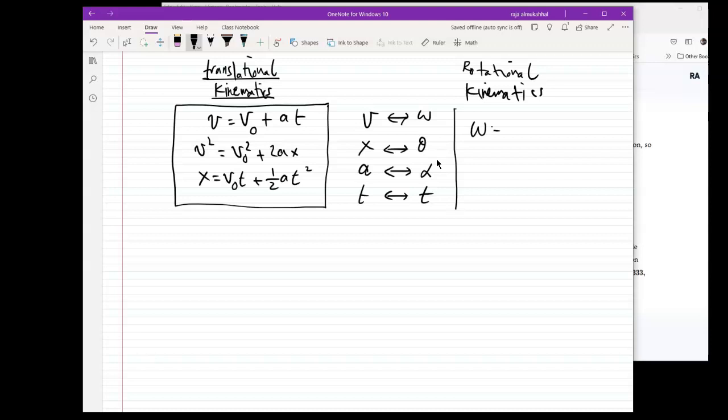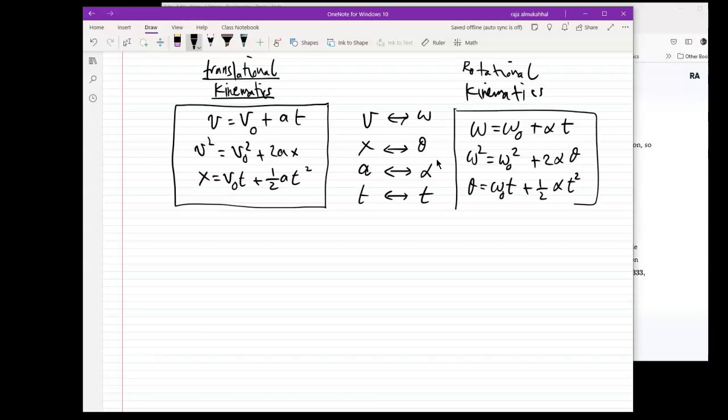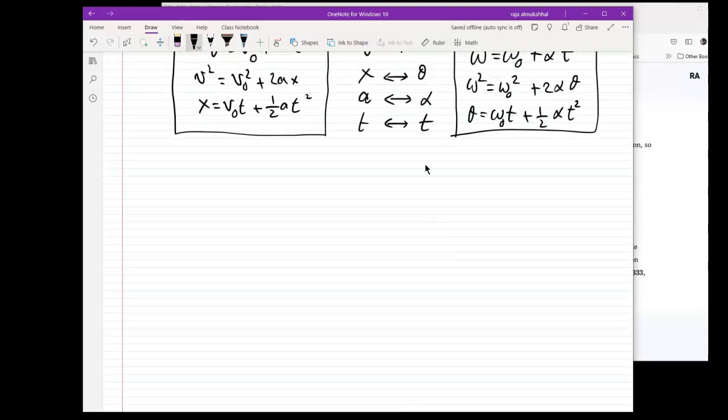So you have omega equals omega naught plus alpha t. Omega squared equals omega naught squared plus 2 alpha theta. And theta equals omega naught t plus 1/2 alpha t squared. And there they are, okay? These are what we call the rotational kinematics. All right? Good. Let me give you an example and show you how they apply.